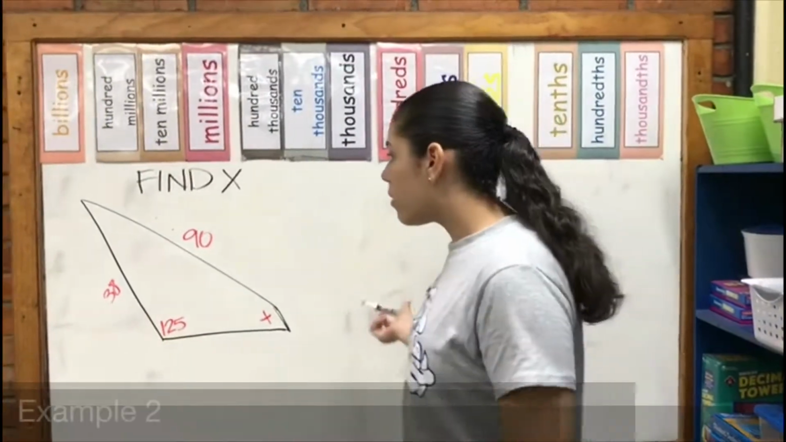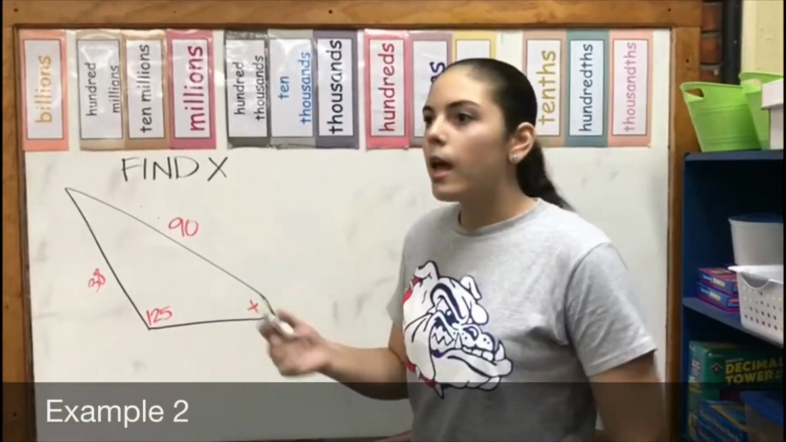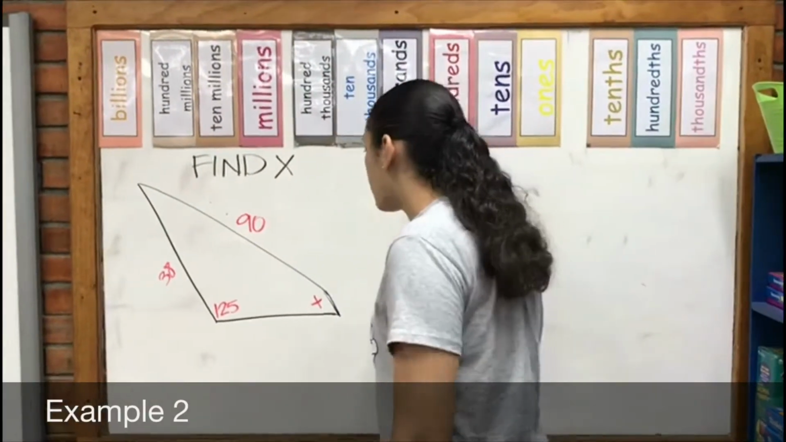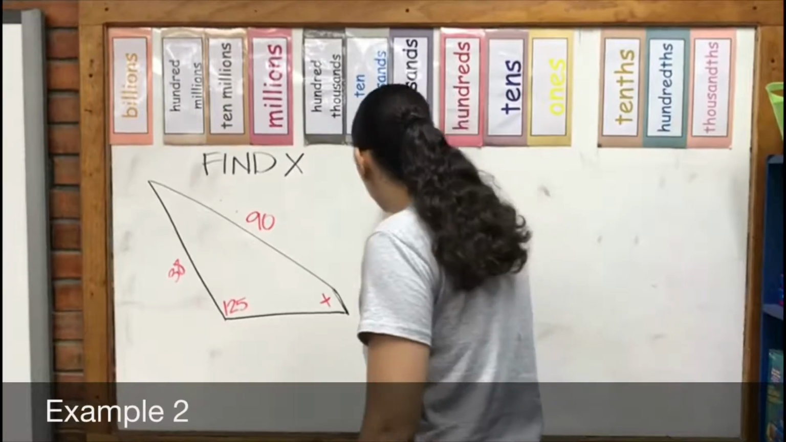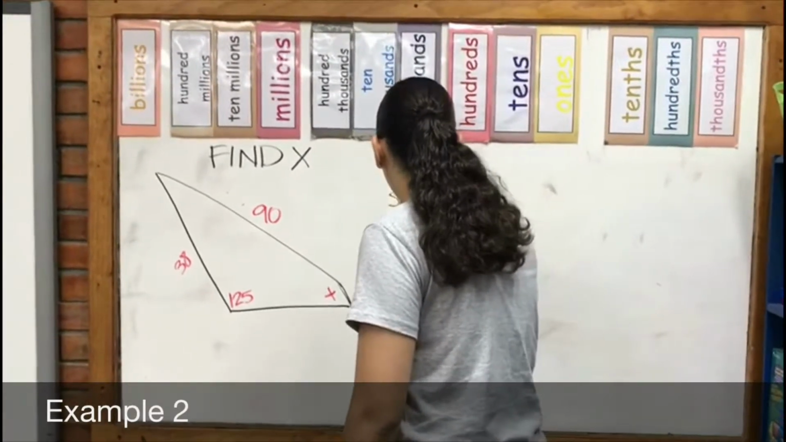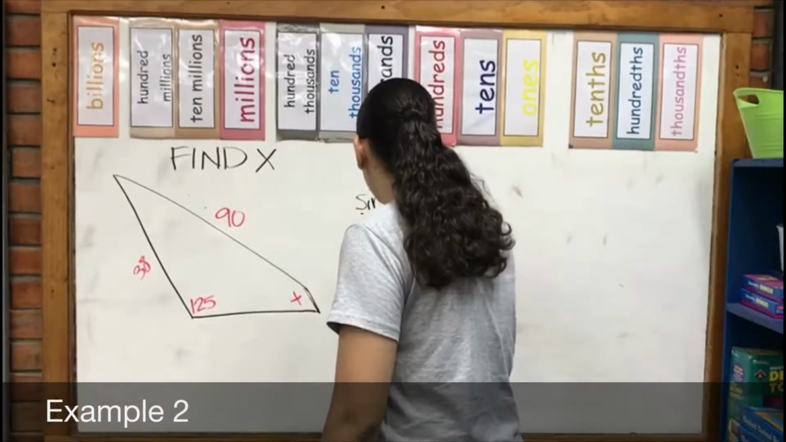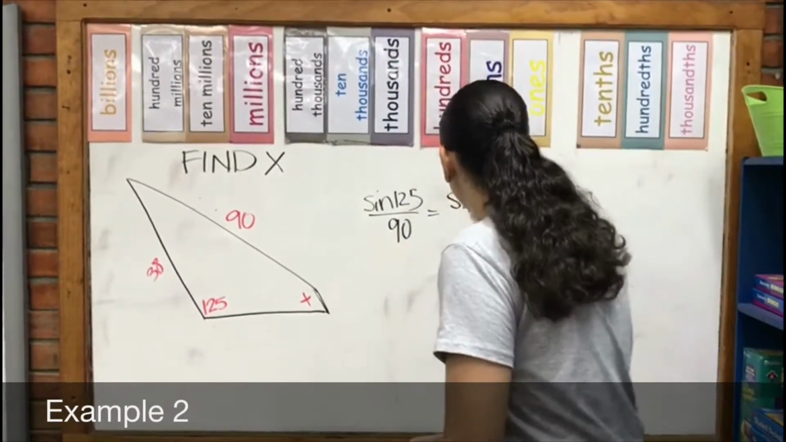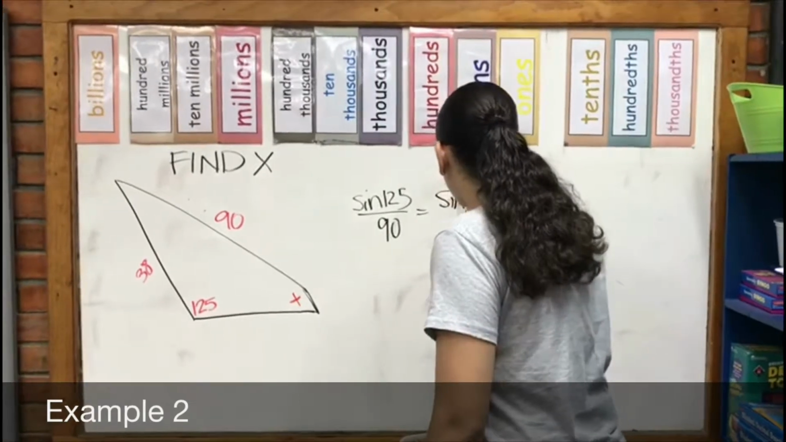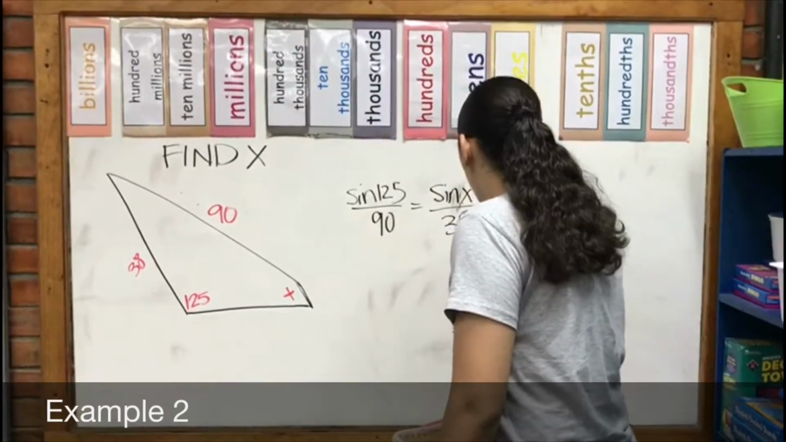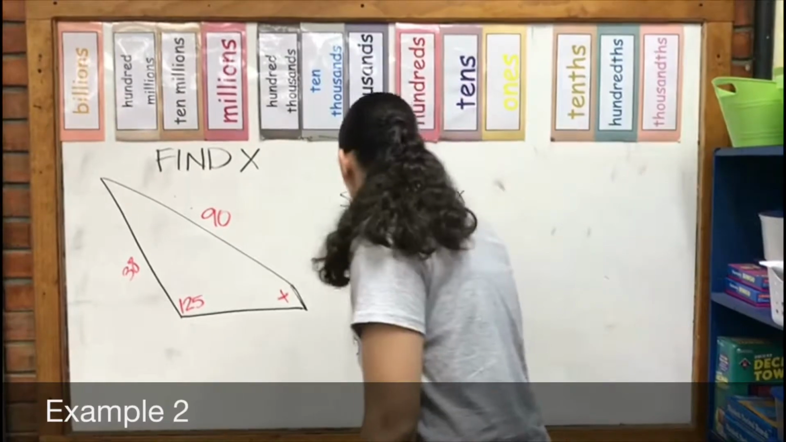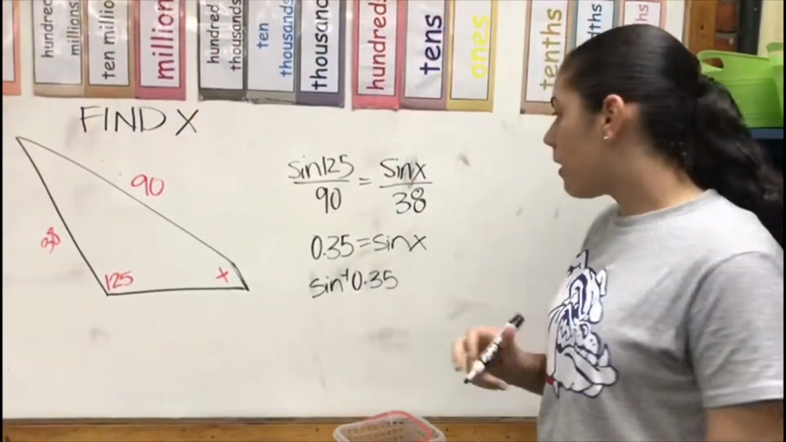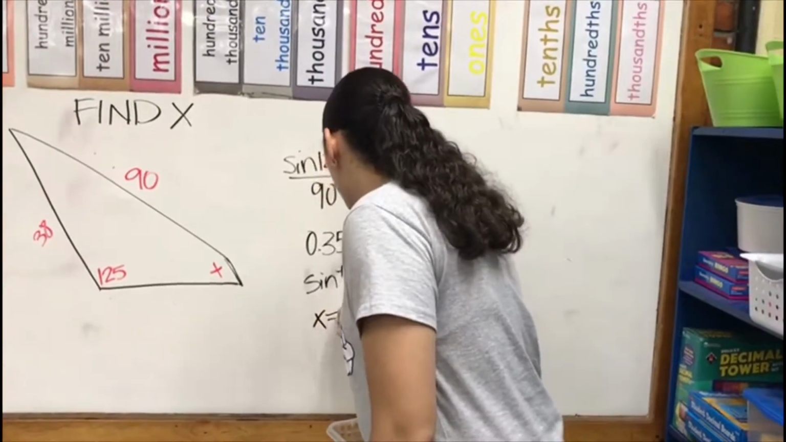We don't have the third angle, so we have to use the law of sines, and we have to find x. First, we have to use cross multiplication and make a proportion, which is sine x over 38 equals sine 90 over the opposite side. This will give you 0.35, and our final answer will be x equals 20.5.